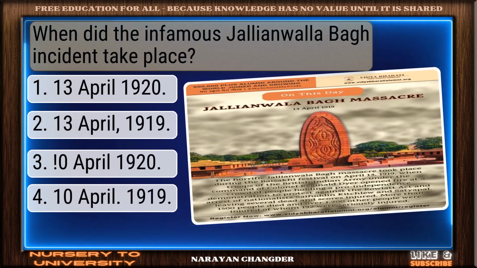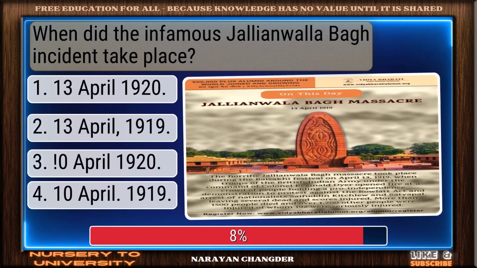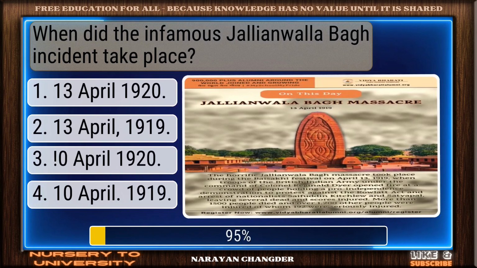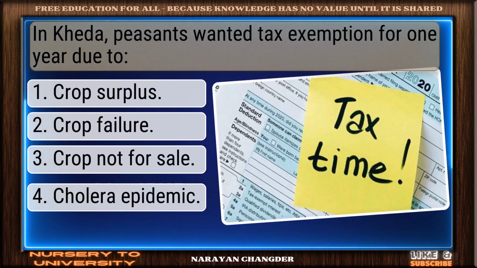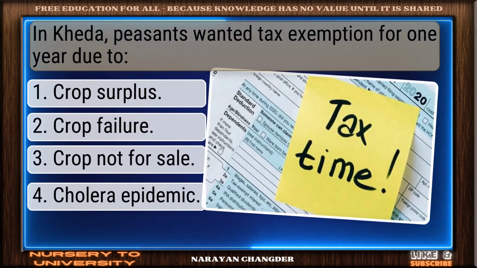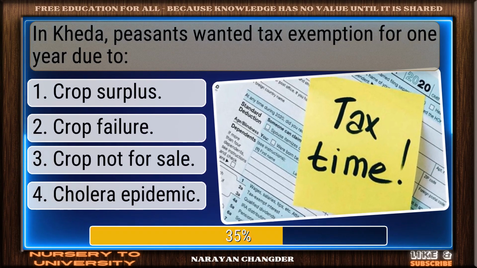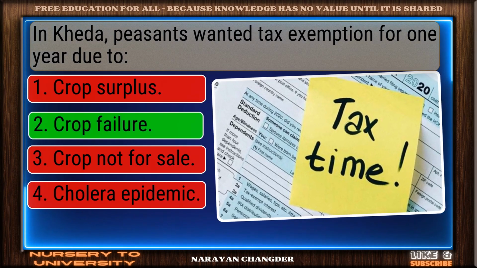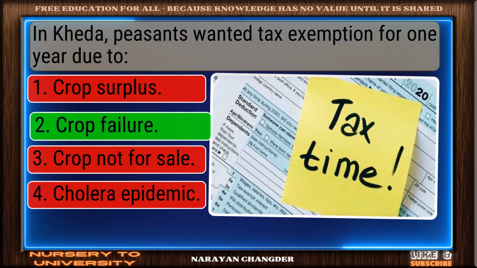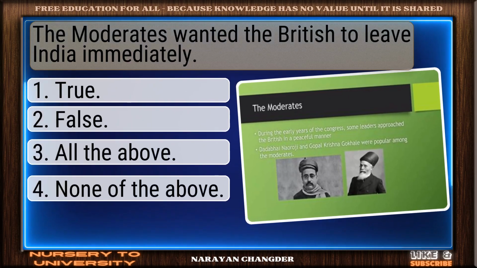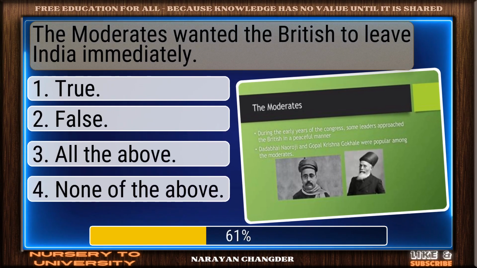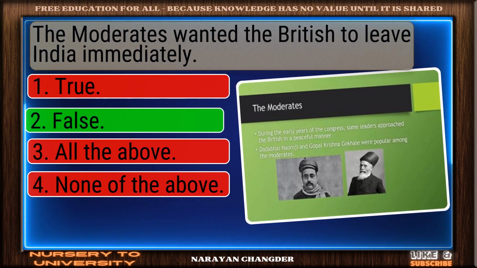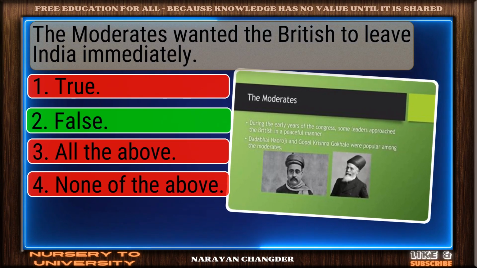When did the infamous Jallianwala Bagh incident take place? Perfect. 13 April 1919. In Quetta, peasants wanted tax exemption for 1 year due to. Exactly. Crop failure makes sense. The moderates wanted the British to leave India immediately. Nice work. False fits perfectly.